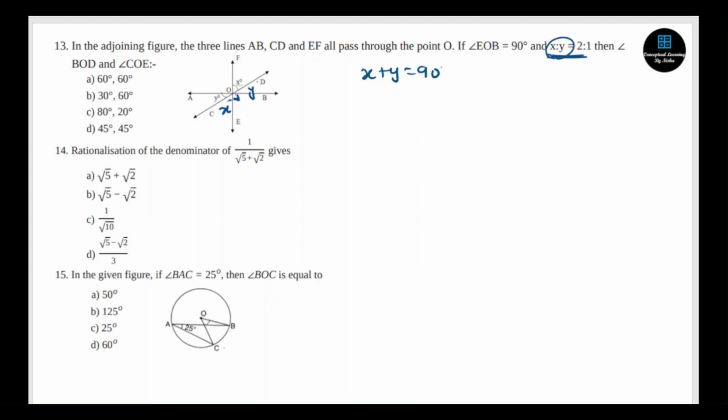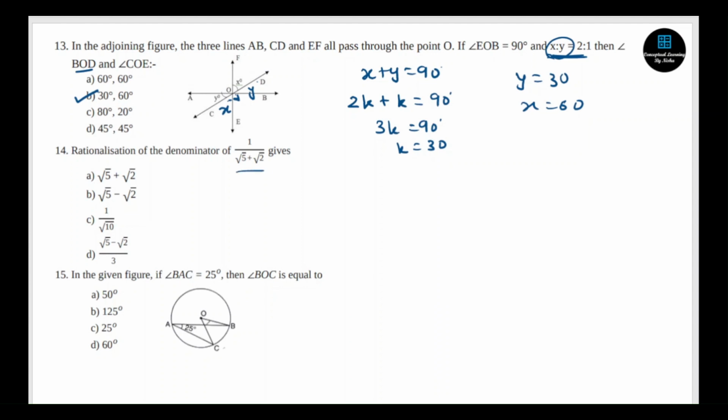So what I can say, 2k plus k equals 90. So what will I get? 3k equals 90, so k equals 30. Now k is what? The y value, right? So that means y equals 30 and x equals 60. So you can write this. See here BOD, they are talking about y. So 30, 60. The second option is the correct one.